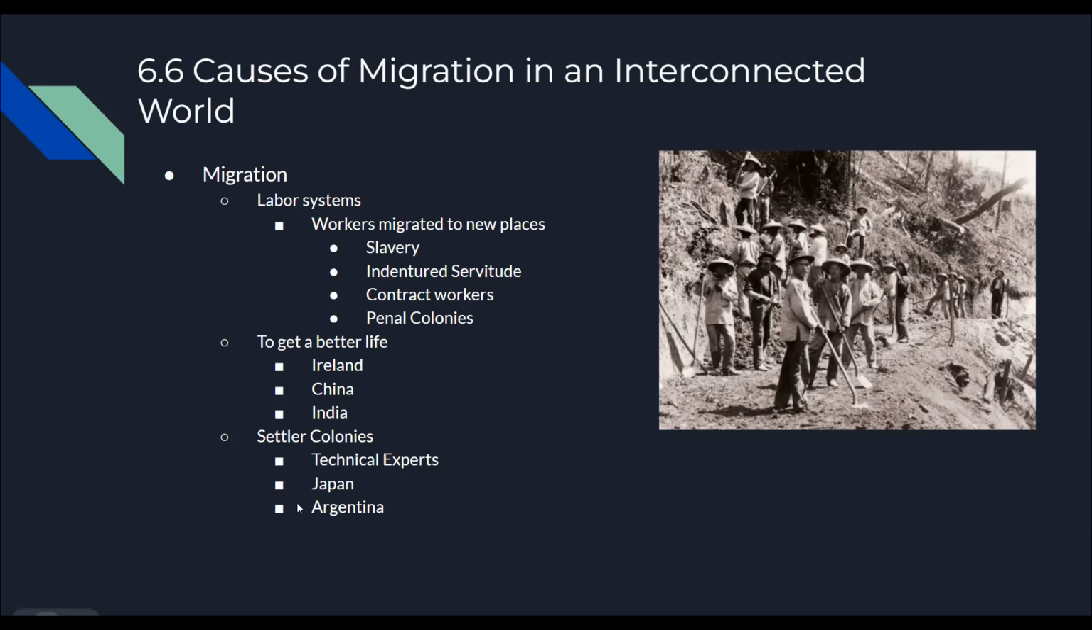Along with that, you have settler colonies, which have technical experts in certain fields, and it allows you to migrate to new areas where you can get better job offers. And that's shown today also. Some examples of this are also shown in Japan, where they wanted to create a colonization society where they could export surplus population as well as commercial goods to other countries, but this was a failure.